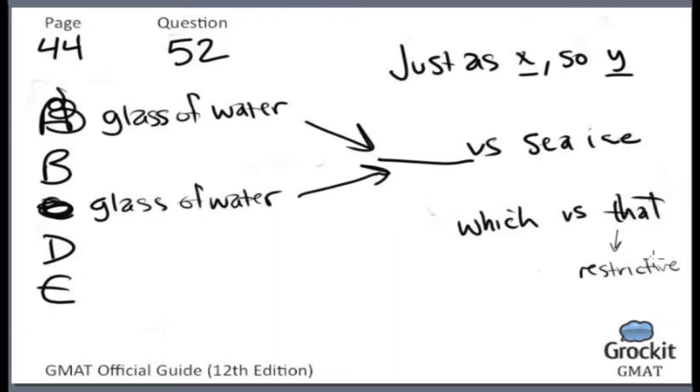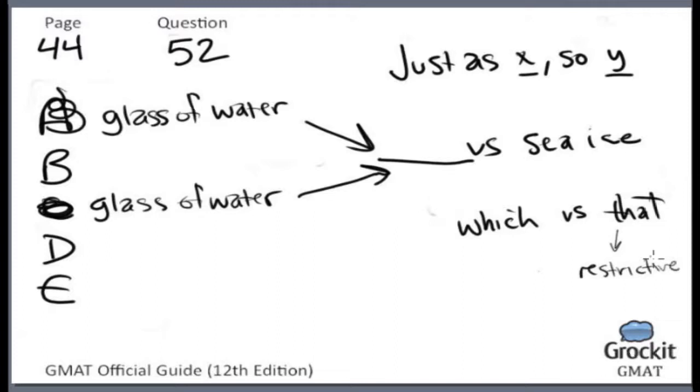So, in choice B, when we say, like melting ice cubes that do not cause a glass of water to overflow, we are implying that there are other melting ice cubes that do cause a glass of water to overflow. We're restricting particular melting ice cubes. We're saying that the melting sea ice is like these particular melting ice cubes that don't cause water glasses to overflow, as differentiated from the ones that do.